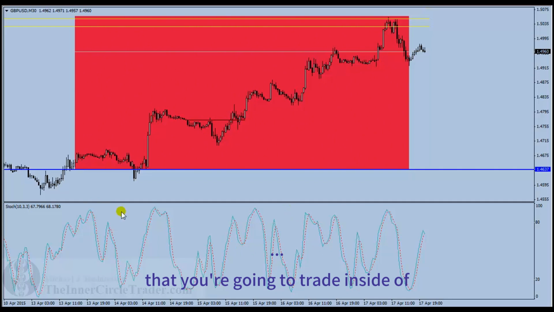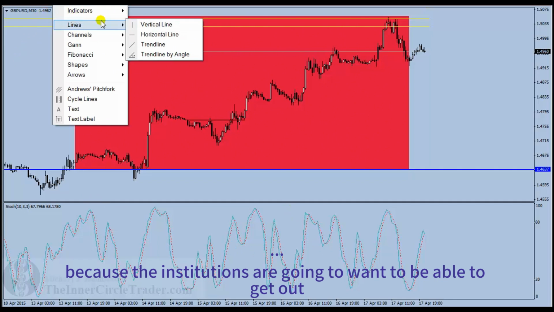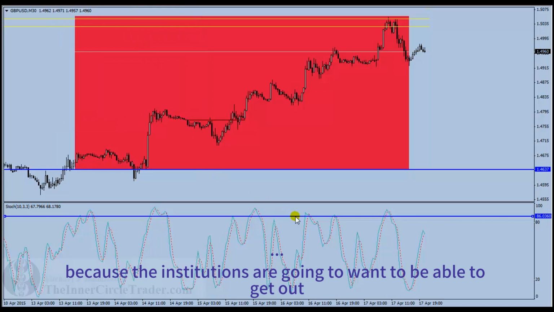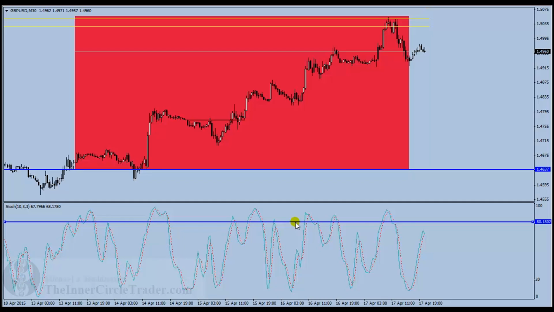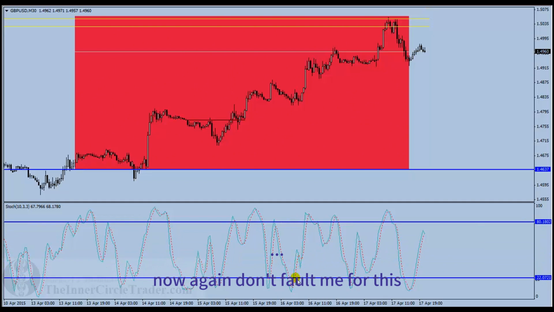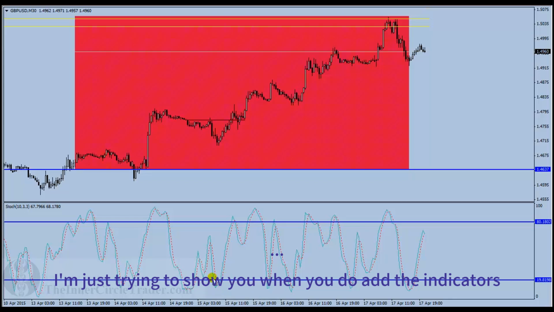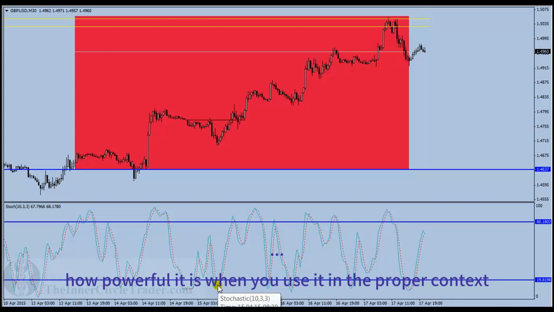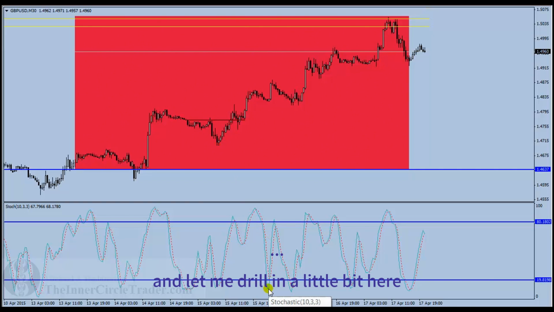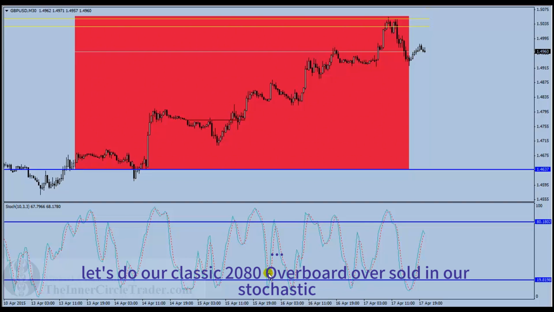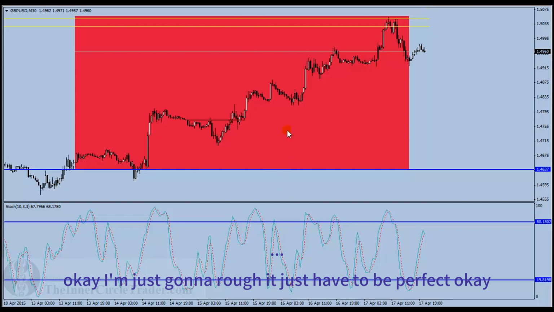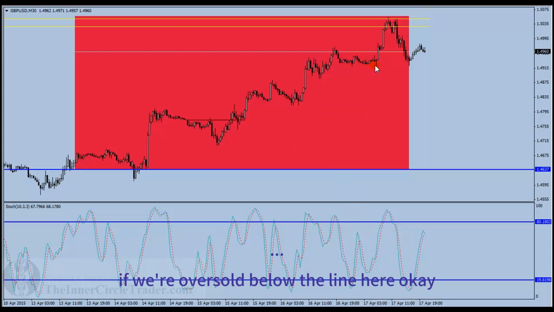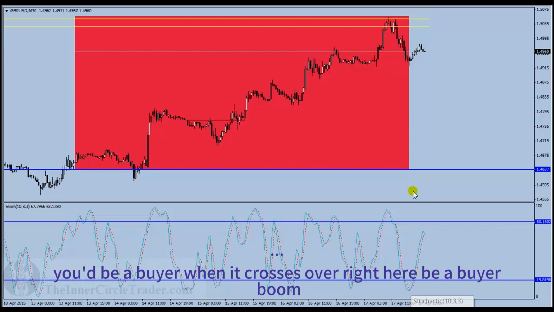All right, now we have, let's do our classic 20/80 overbought oversold in our stochastic. Okay, I'm just going to rough it. It doesn't have to be perfect. If we're oversold, below the line here, you'd be a buyer when it crosses over. Right here, be a buyer. Boom. Right here underneath this low, it really doesn't get below it. It does on this level here, but I like when both lines go below if you're going to be an indicator trader. Here goes below it and both lines cross over. You want to be a buyer, gets the low. Here's a good one crossing below, and you had to sit through a little bit of consolidation and it takes off. We went below it again here, crossed over, and a little bit of a bounce.